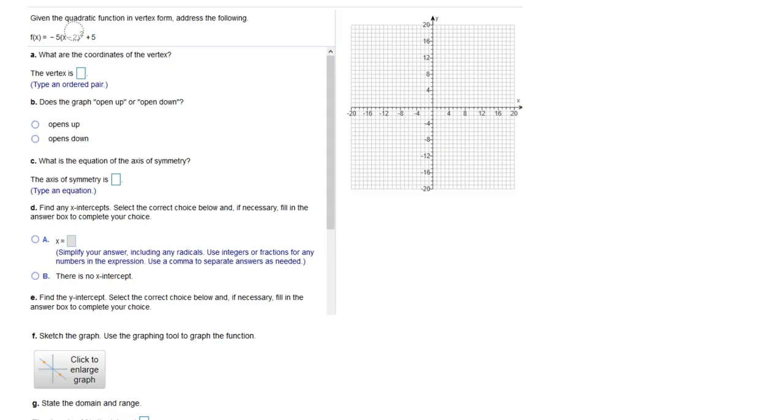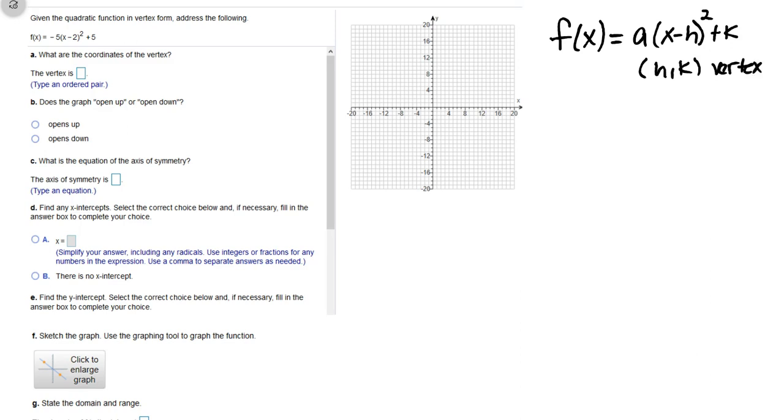This question says, given the quadratic function in vertex form, address the following. We have a bunch of parts to work through here. So our function is f of x equals -5 times (x minus 2) squared plus 5. And this is in vertex form. Vertex form is when you have f of x equals a times (x minus h) squared plus k. And that ordered pair, (h, k), is the vertex.